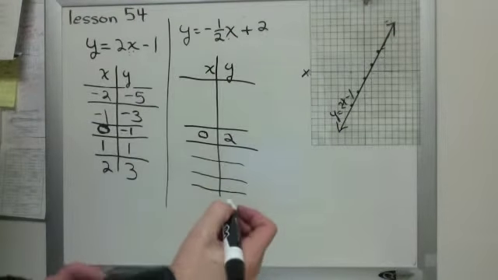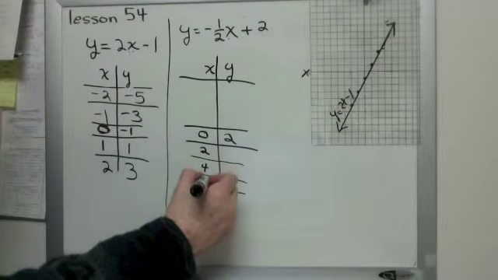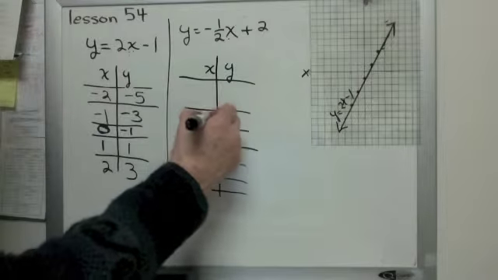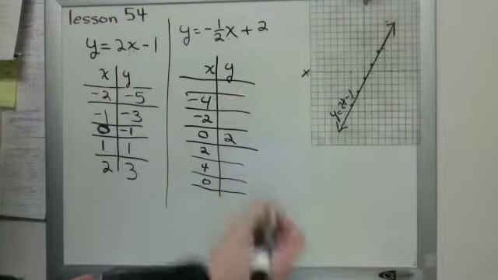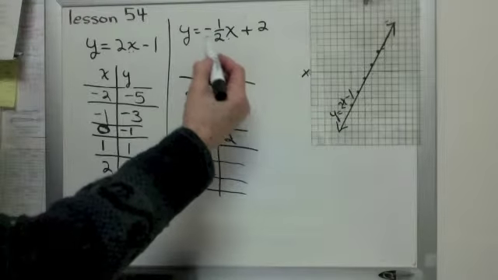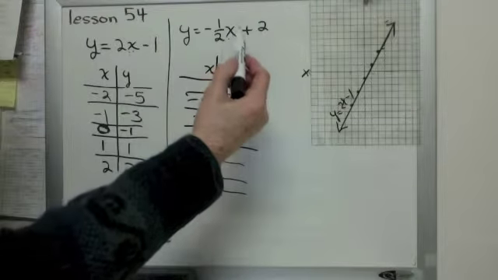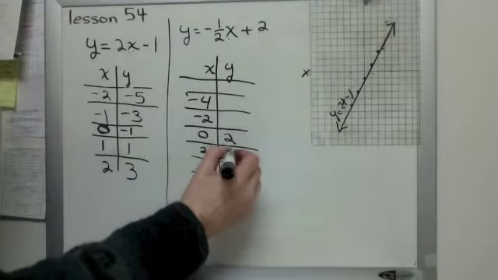So I'm going to pick 2, 4, 6, then I'm going to go minus 2, maybe minus 4. So let's see what happens. 1/2, negative 1/2 times 2. Negative 1 plus 2, 1, right?